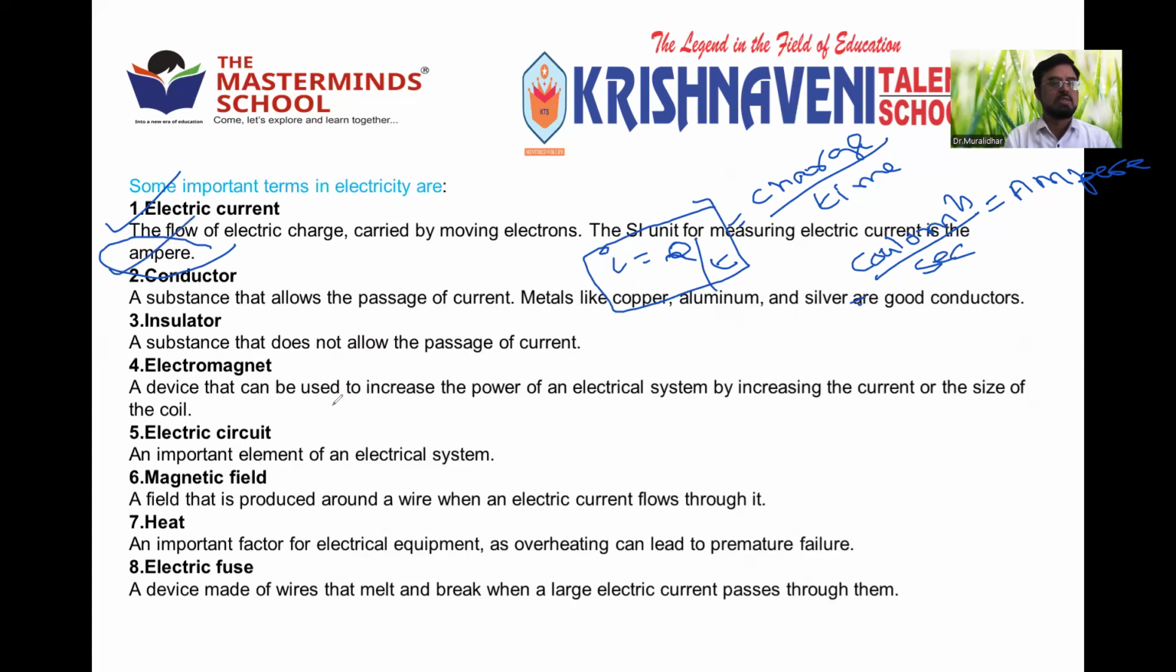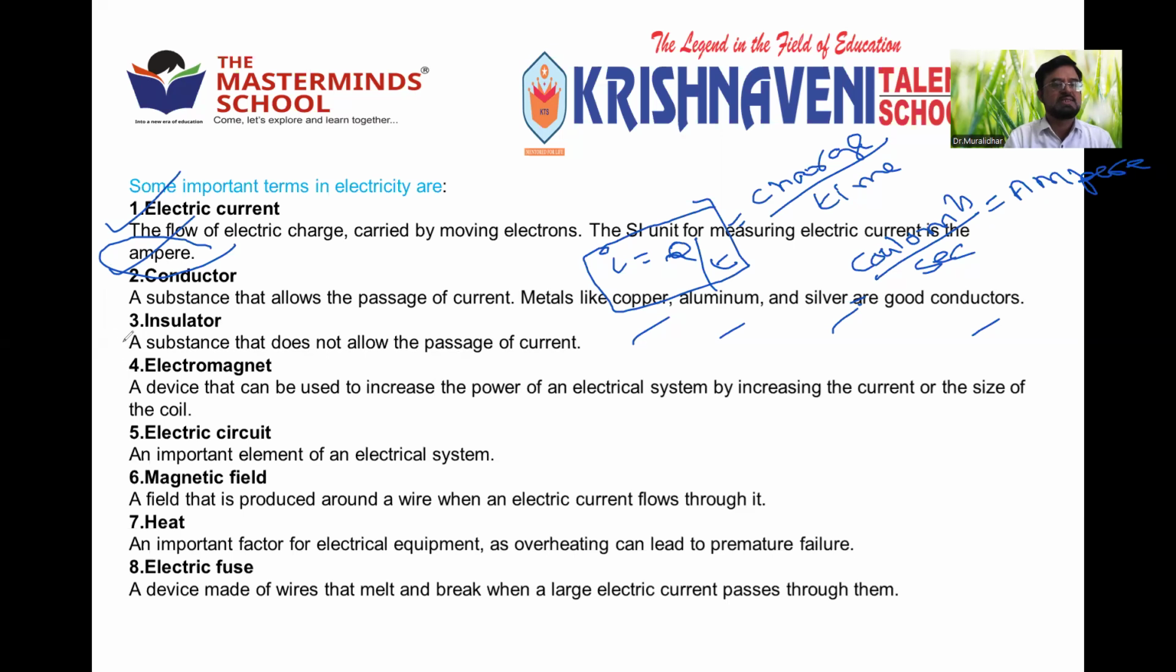Conductor, you have already seen, is a substance that allows the passage of current. Metals like copper, aluminium, silver, or gold are good conductors. In any wire where current is passing, the outer part of the wire is covered with an insulator, because when you touch it, you should not feel a shock. But inside we have only conductors, copper or aluminium, not silver or gold, because they're very costly. We cannot buy a cable made of gold, right?